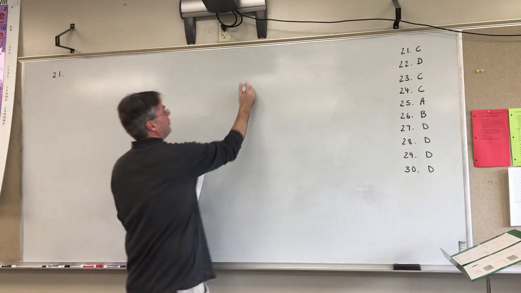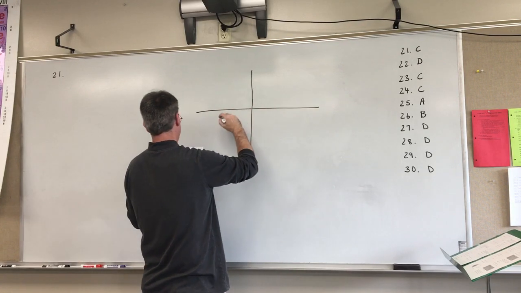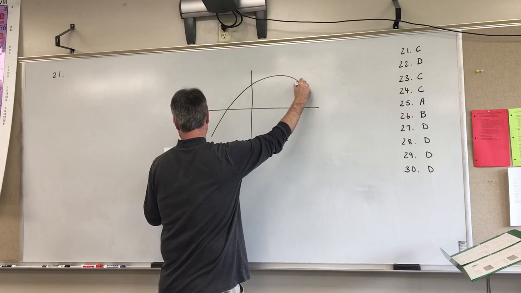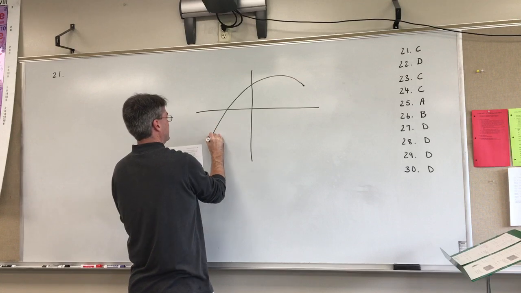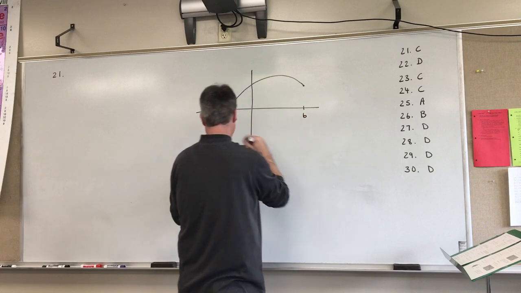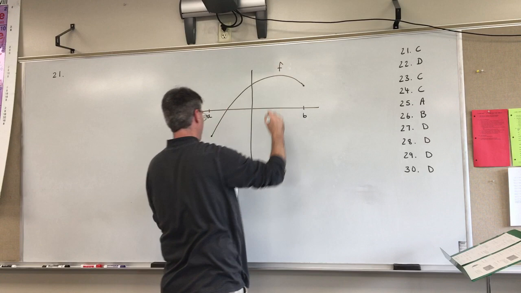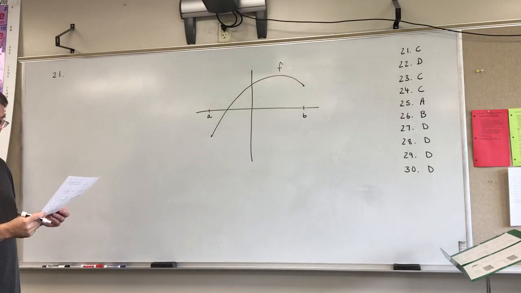we have a graph. All right, and it looks something like that. Okay, and this is A, and this is B, and that is a graph of f. So it's not a graph of f prime, it's a graph of the function. So it says, which of the following is true for that graph?